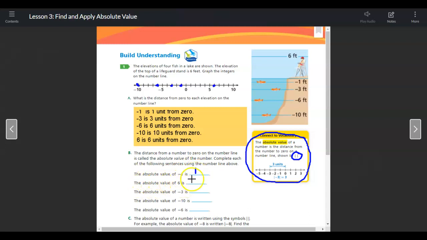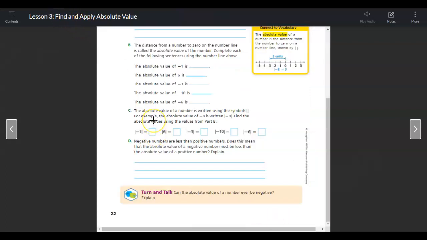The absolute value of 6 is 6 because 6 is 6 spots away from 0. The absolute value of negative 3 is 3 because negative 3 is 3 spots away from 0. The absolute value of negative 10 is 10. And the absolute value of negative 6 is 6. So no matter if it's positive or negative, when you put the number in an absolute value, it will come out as positive. Okay, let's look at C.